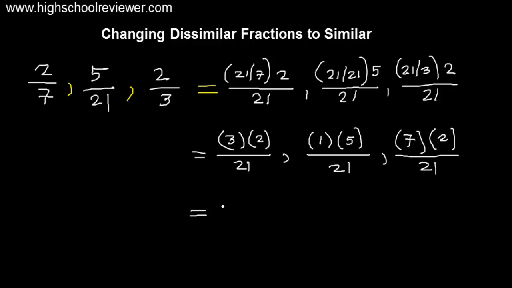3 multiplied by 2 is 6, all over 21. And 1 times 5, that is 5 over 21. 7 times 2, that is 14 over 21. Therefore, 2 over 7, 5 over 21, and 2 over 3, when converted to similar fractions, are 6 over 21, 5 over 21, and 14 over 21. And these are our final answers.